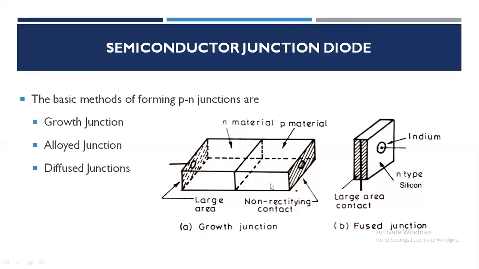Figure A shows a growth junction, where this is n-type material and this is p-type material. With the help of these two materials, a junction is generated centrally, which is called a growth junction. The original growth junction technique has been supplanted by more flexible methods of introducing the junction into the crystals after growth.